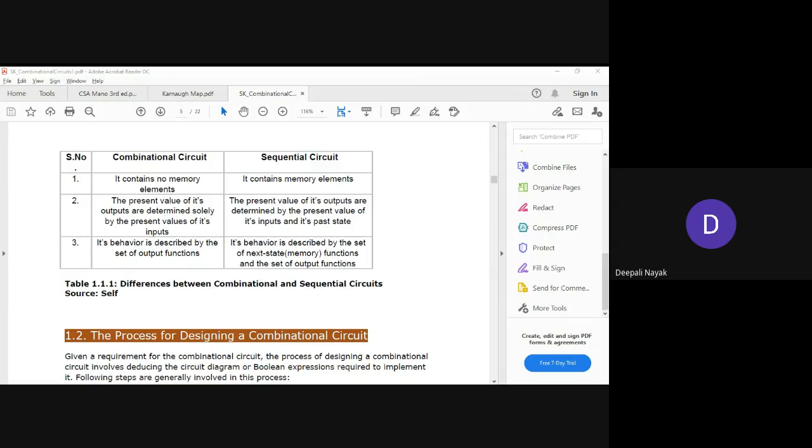Sequential circuits: it contains memory elements. Point number two, the present value of its outputs are determined by the present value of its inputs and its past state. Point number three, its behavior is described by the set of next state memory functions and the set of output functions. So nothing new here. The same things that we have been saying up till now. Is this clear? Any problem anywhere?